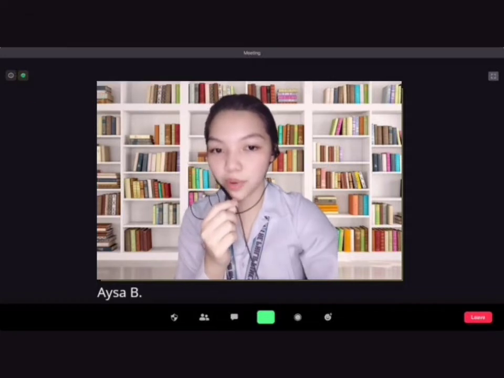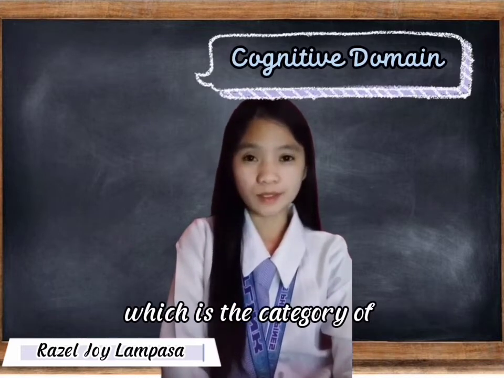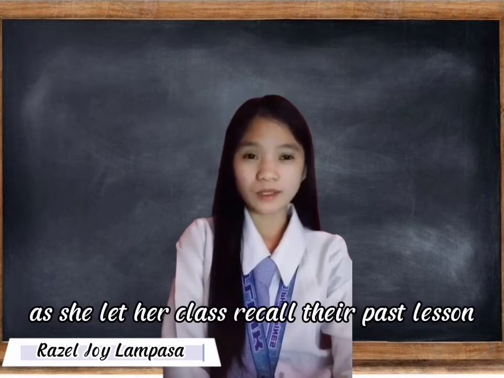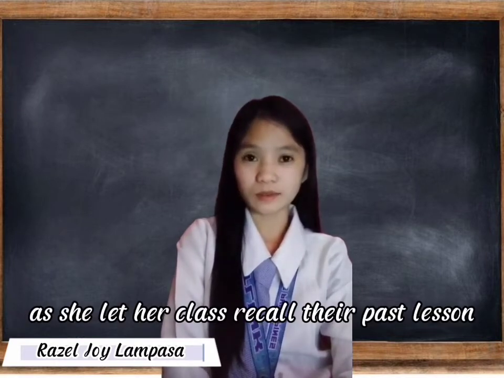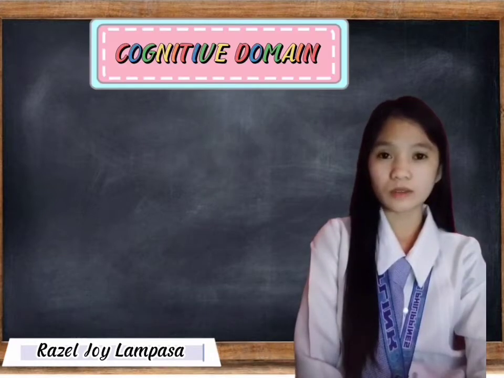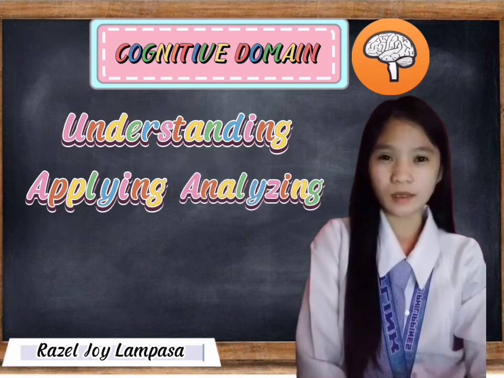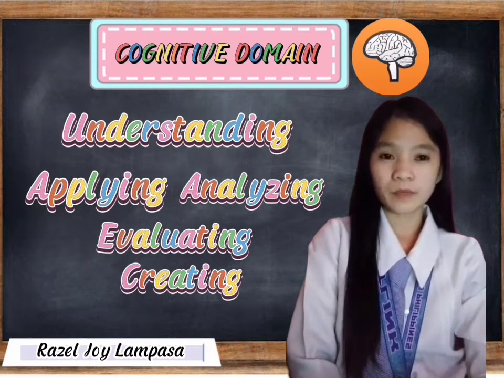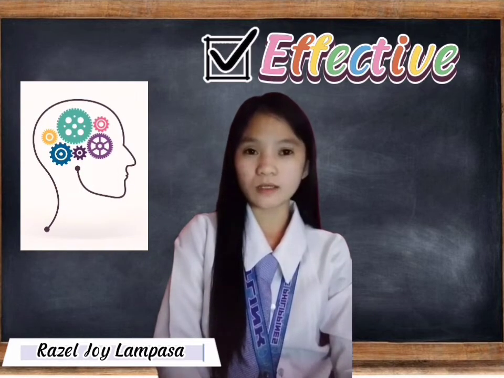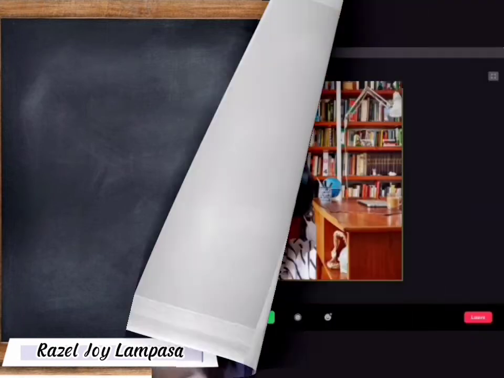In this first scenario, Ma'am X used the cognitive domain, which is the category of remembering, as she let her class recall their past lesson. And that is just one of the categories in the cognitive domain. The others are understanding, applying, analyzing, evaluating, and creating. This domain reflects a more effective form of thinking and is perhaps more accurate. Now, let's proceed to the next domain, the affective.